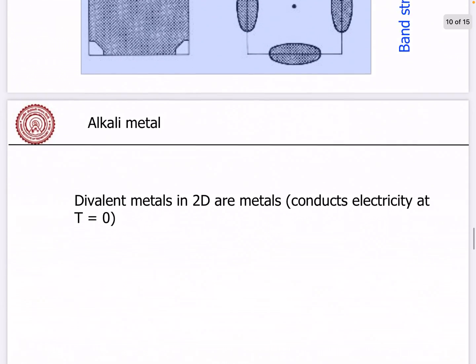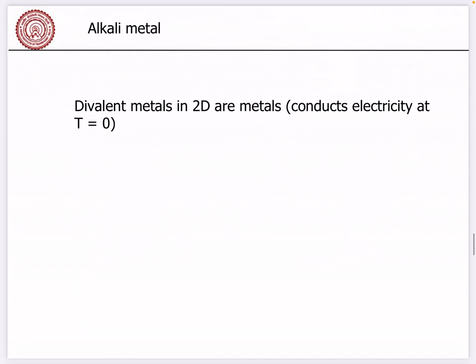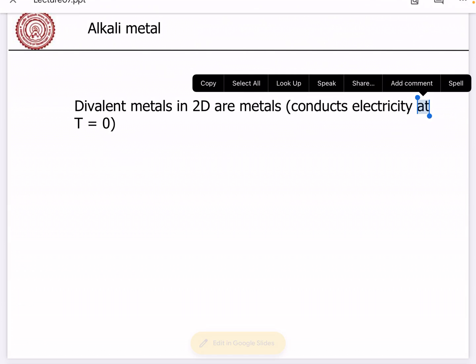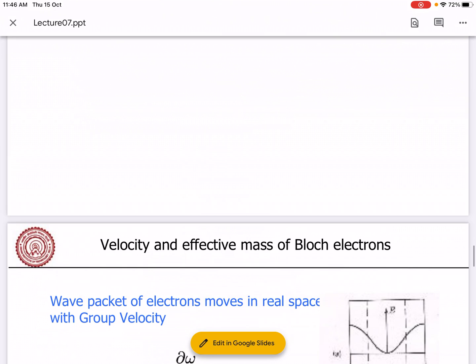This is how you understand the metallic behavior in the divalent case in 2 dimensions, and this is true also for the 3-dimensional case. The 2-dimensional case is simpler to visualize, so that's why we're discussing this. The statement I'm making is that divalent solids in 2 dimensions are metals. They conduct electricity at T equal to 0.